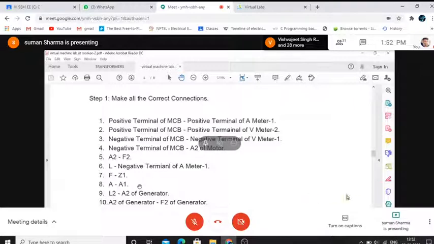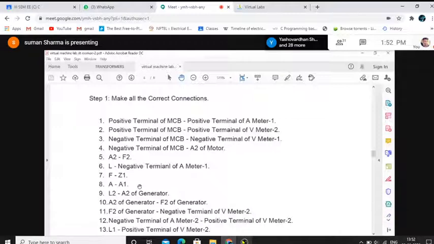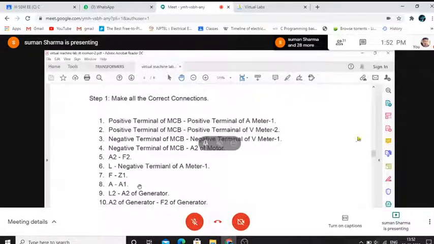The A2 of the generator is connected to F of the generator because we have to make the shunt connection, that is, the shunt field winding is connected in parallel with the armature. Then F2 of the generator is going to the negative terminal of voltmeter 2.